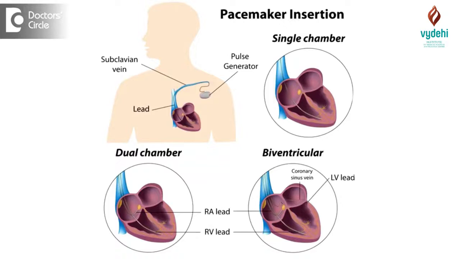and with the help of the fluoro, cath lab fluoro, you place the lead in the RV, apex or the septum or the RVOT, and that lead is connected to a generator which is slipped into the pocket below the clavicle, and it is slipped and it is placed there, and make sure the pacemaker is working continuously. We place the generator on the opposite side of the dominant hand.